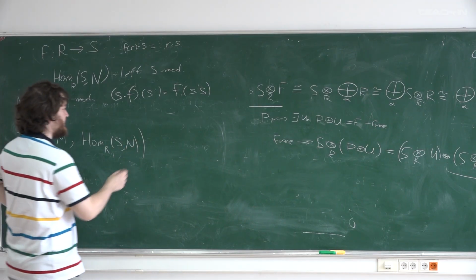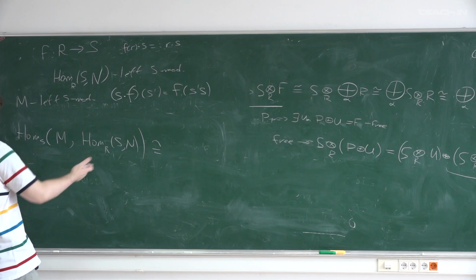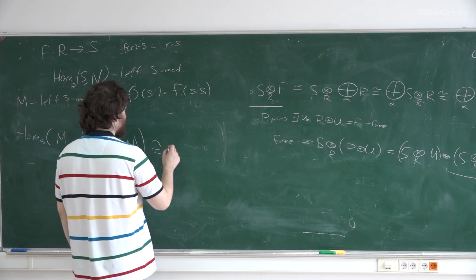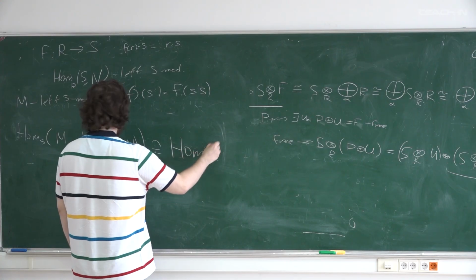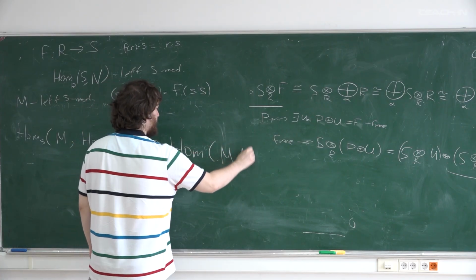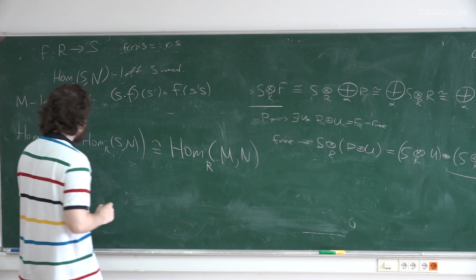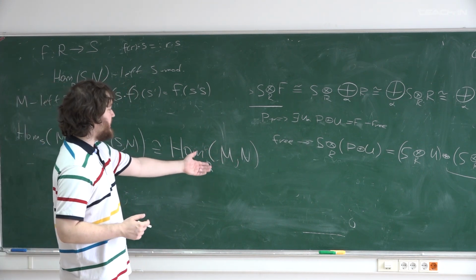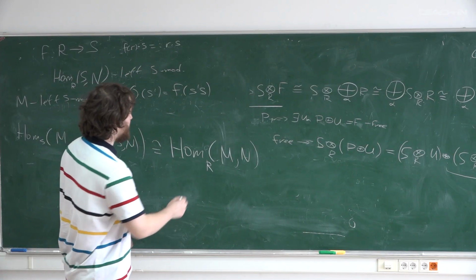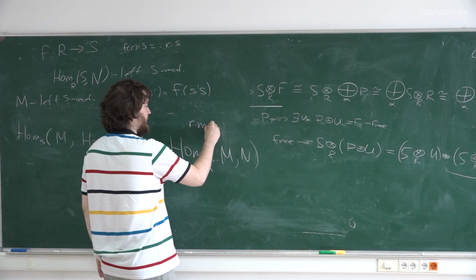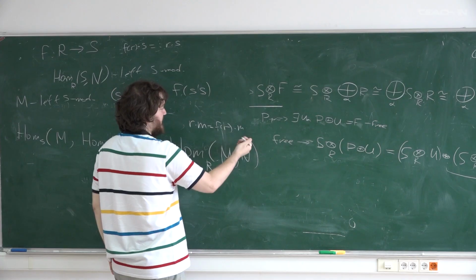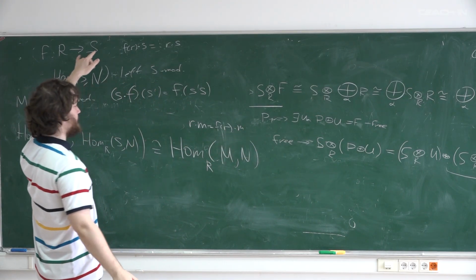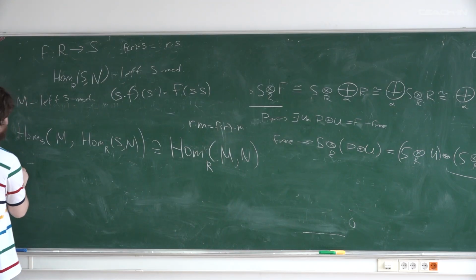Now I claim that this is isomorphic as Abelian groups, it's just an Abelian group if the rings are not commutative, to Hom from M to N over R. N is an R module, and I can consider M as an R module with the same rule. M is an S module, but I can consider it as an R module through this homomorphism.